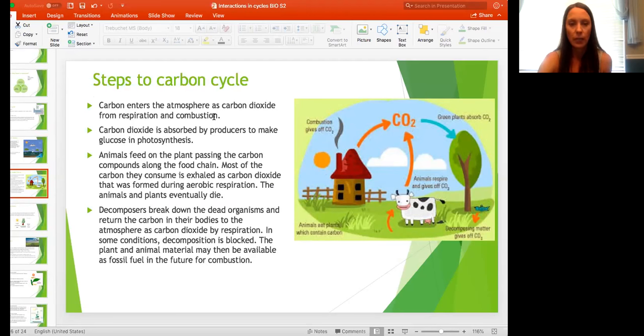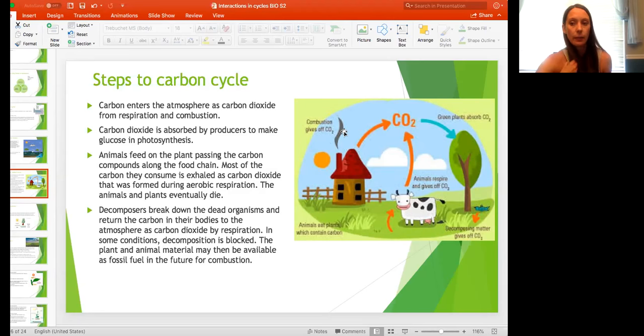Combustion, we can think of as coming from the burning of fossil fuels. We're burning gas in our cars, factories using coal or oil, that's what we're talking about with combustion. The burning of those fossil fuels produces carbon dioxide, which goes up into the atmosphere, okay?